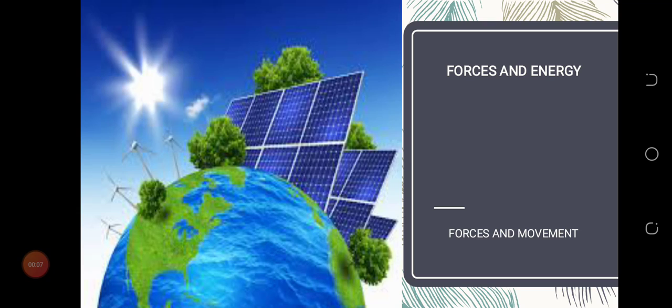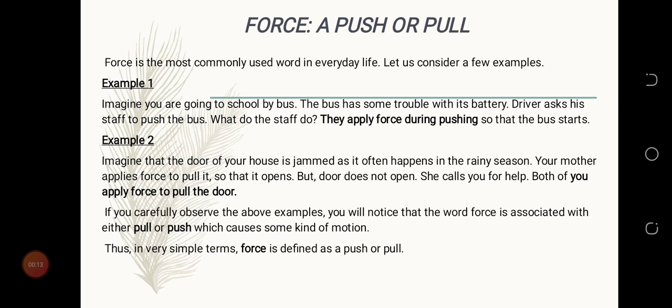We are continuing our lesson on forces and energy. Today we'll be talking about forces and movement. Force: a push or pull. Force is the most commonly used word in everyday life. Let us consider a few examples.